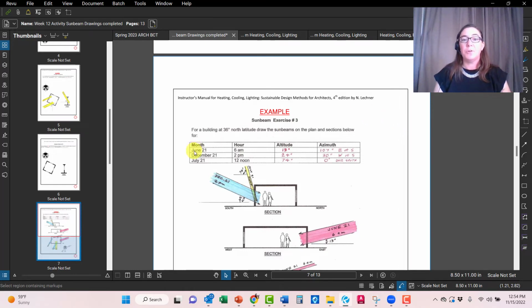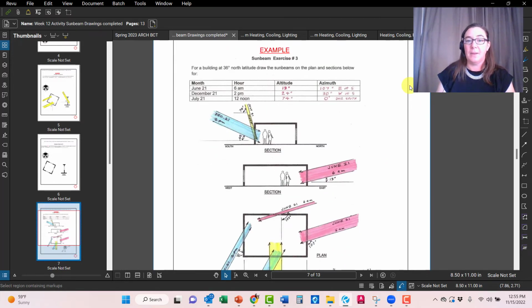In this case, we've chosen multiple important dates and times to expand our analysis, and that's why there's a bunch of different color-coded sunbeams shown on this one. So for a building at 36 degrees north latitude, draw the sunbeams on plan and sections below, and we've got 3 different dates and times. The first thing to do is to use that solar calculator and find the altitude and azimuth for each of those dates and times.